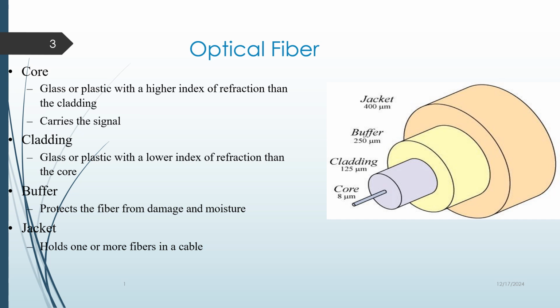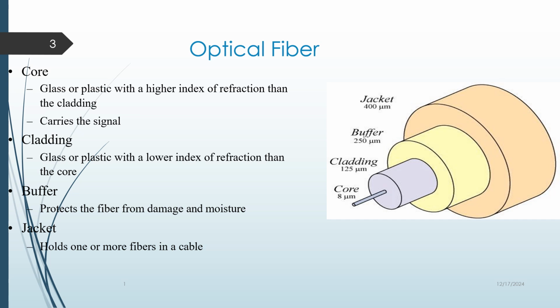So optical fiber consists of core and cladding. These are the major components. This is a diagram of optical fiber which consists of core, cladding, buffer and outer jacket. The core is made up of glass or plastic with a higher refractive index than cladding. It carries your optical signal.